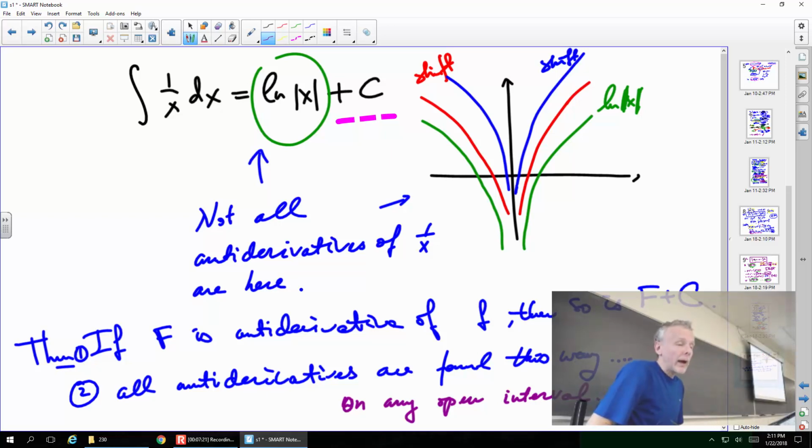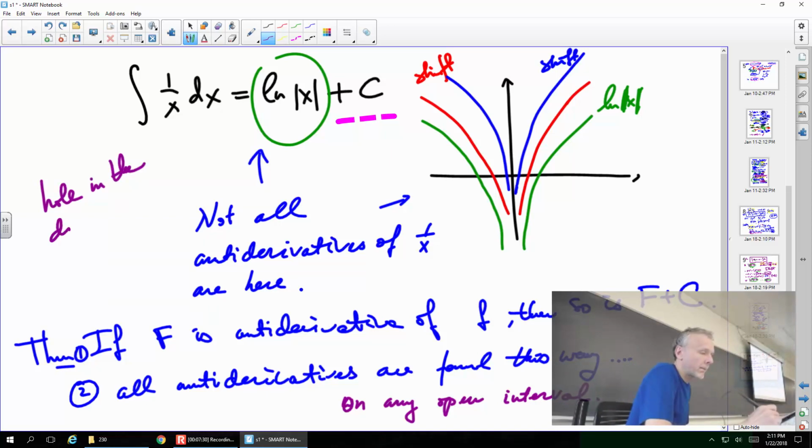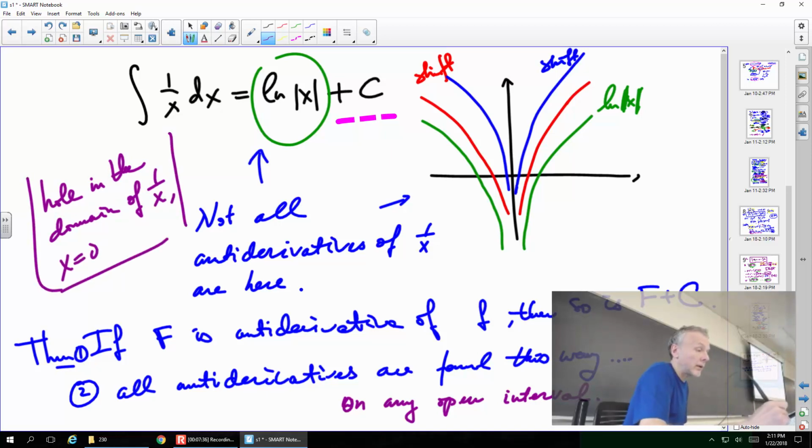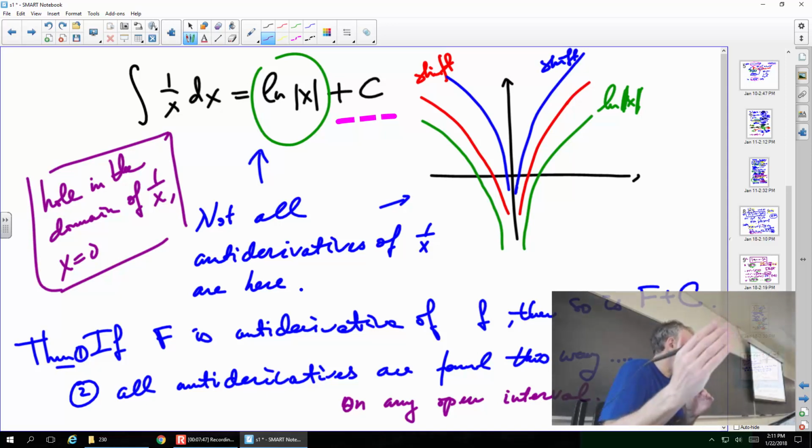the possible antiderivatives, because if I look, there is a hole in the domain. There is a hole in the domain of 1 over x. It is x equals 0. Okay. Which is why the theorem does not apply to the whole real line, negative infinity to infinity. It can only be applied separately to the left of 0 and to the right of 0.